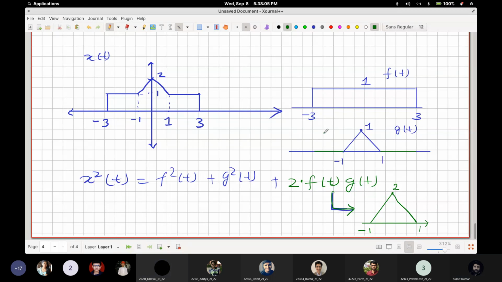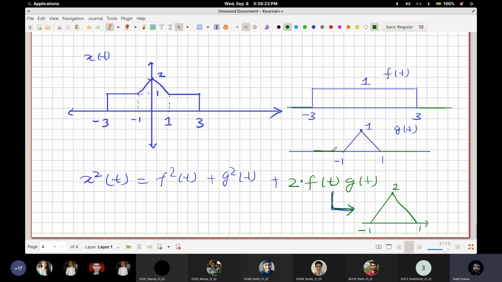Yes, sir. So you see that this FT is 1 between minus 3 and 3, and otherwise it is 0. So after this 3, it is 0. Before minus 3, it is 0. Now we are multiplying this FT with GT. So it's point-wise multiplication, isn't it?